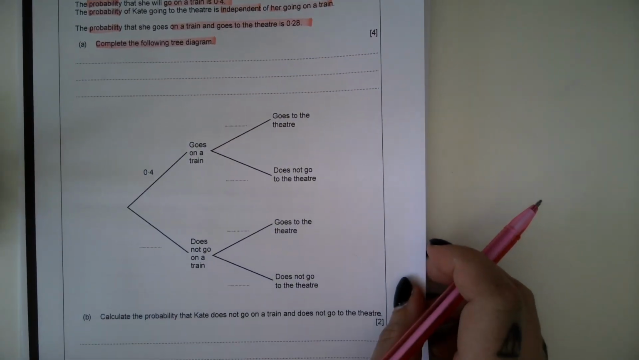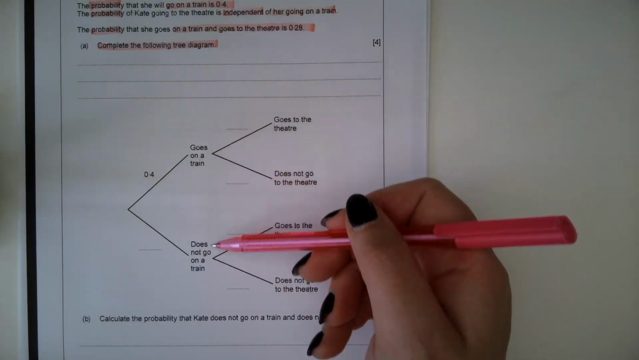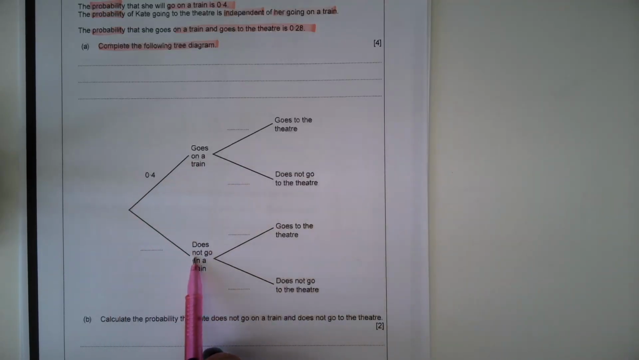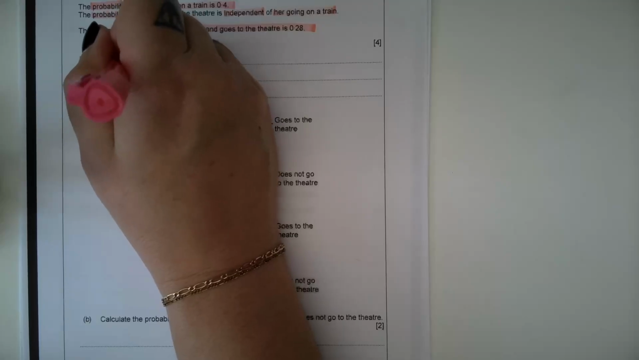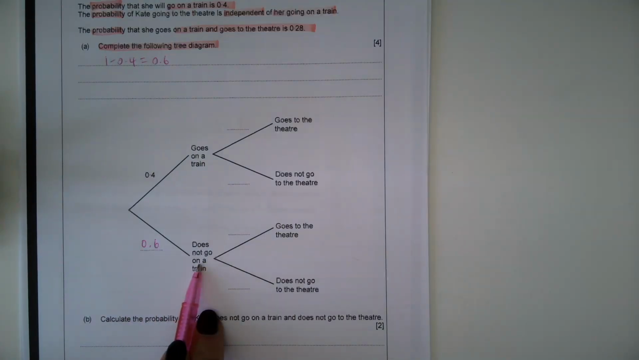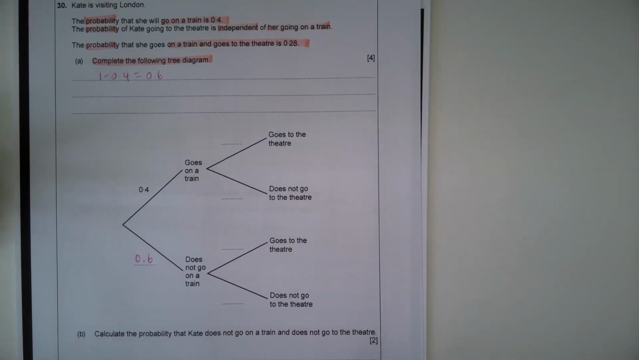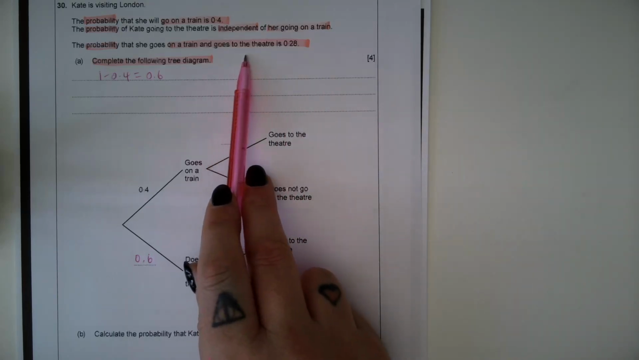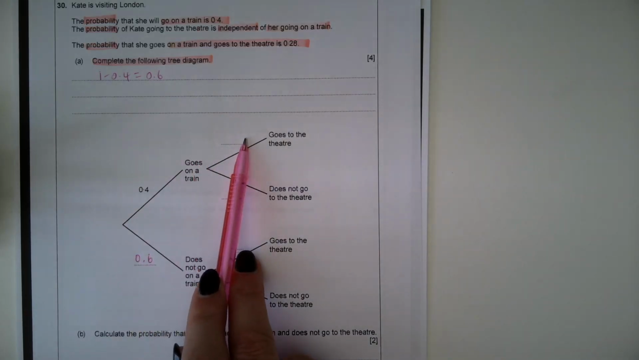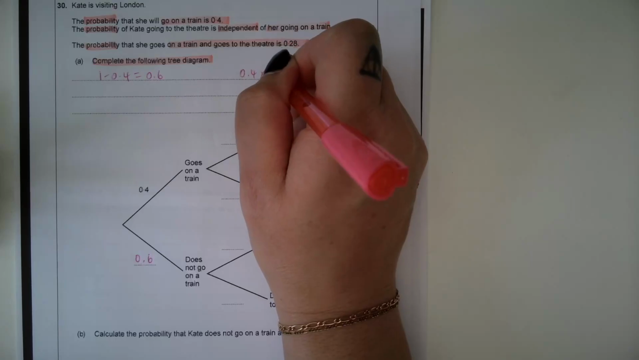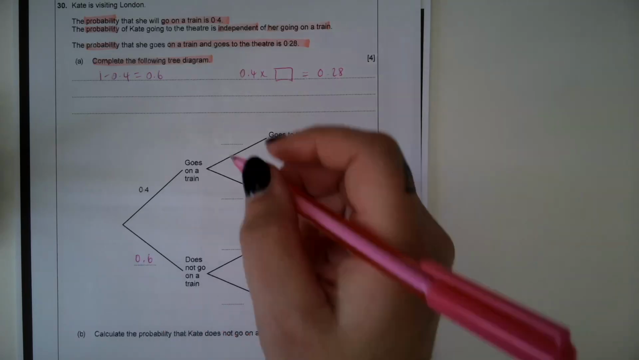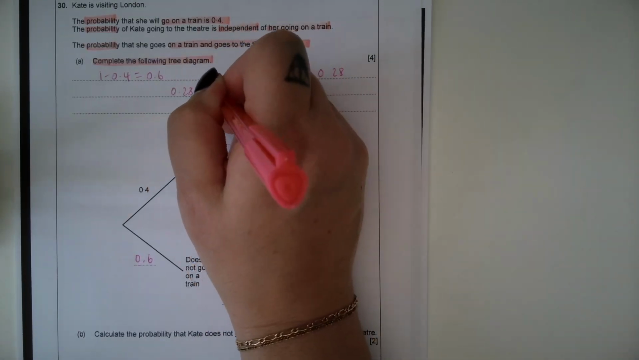Okay, so let's start with this first branch, whether or not Kate goes on a train. Remember, probabilities sum to 1, and this set of branches has to sum to 1. So 1 subtract 0.4 is 0.6. So there's a 0.6 probability that Kate does not go on the train. The probability that she goes on the train and goes to the theatre is 0.28. So 0.4 times something would give us 0.28 as a probability. So we need to reverse that. So we're going to do 0.28 divided by 0.4.